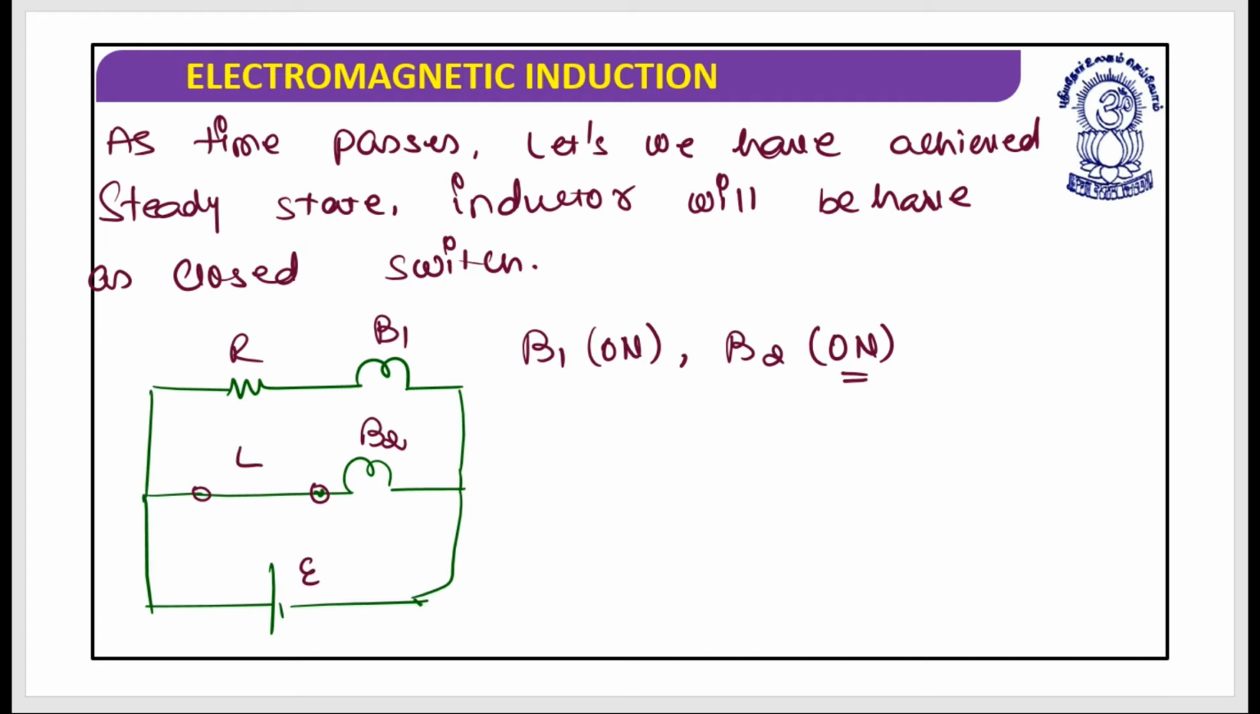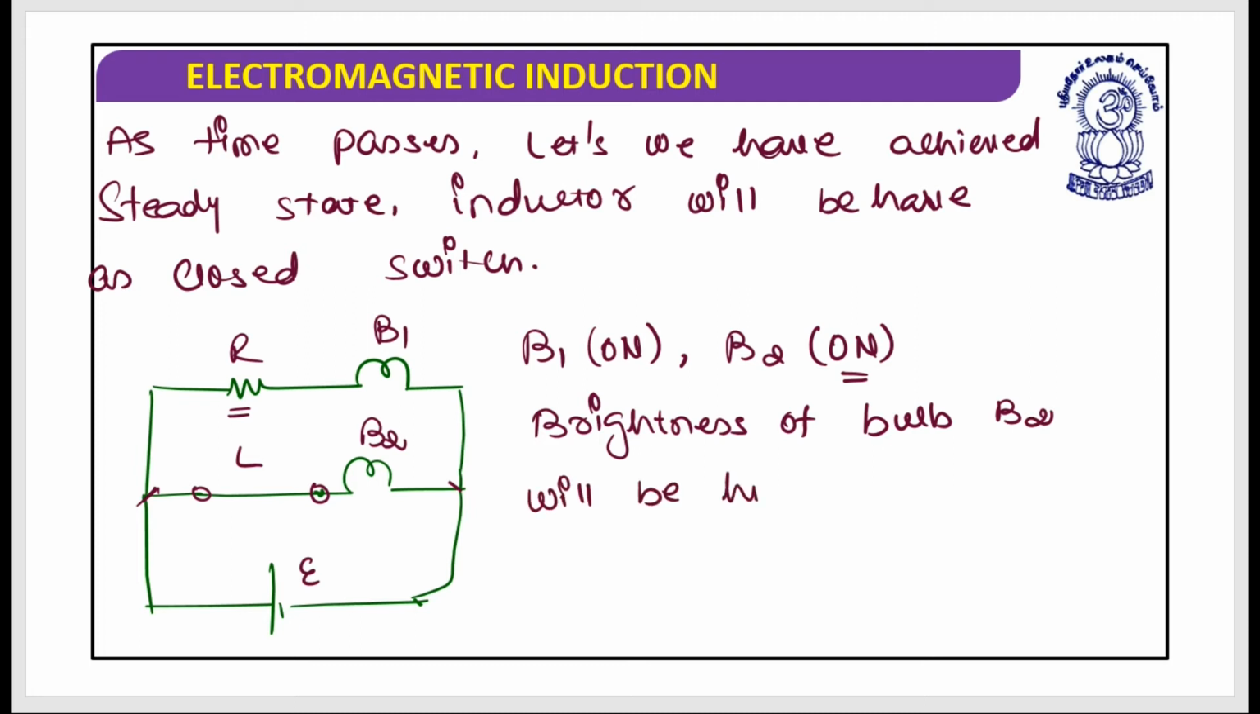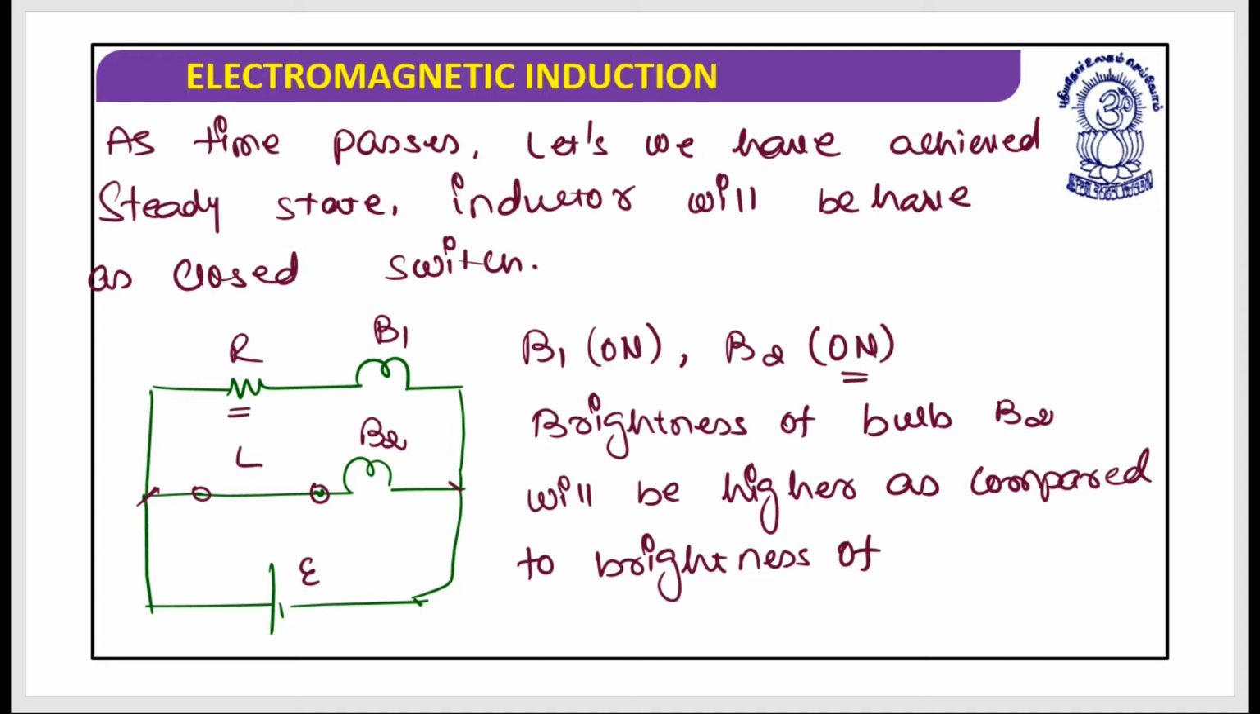When I discuss their brightness, I must understand that this path has a resistance R, but this path does not have this resistance. So the brightness of bulb B2 will be higher as compared to the brightness of bulb B1.